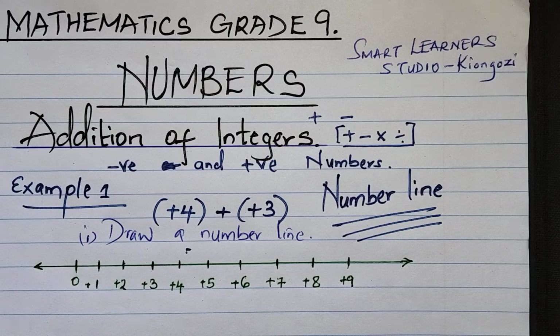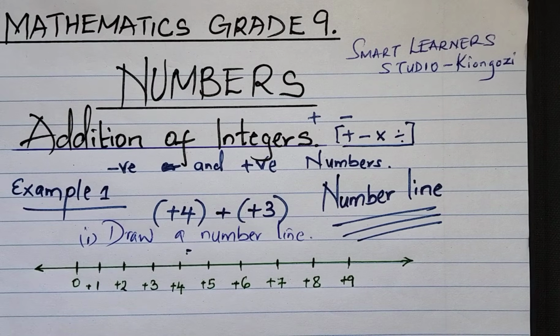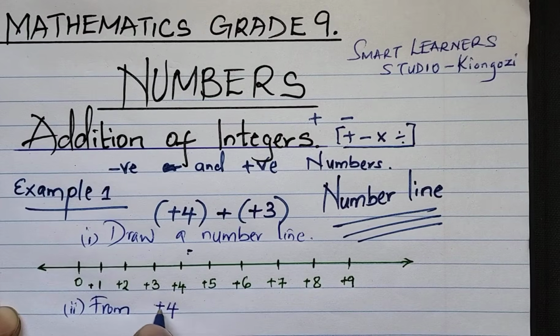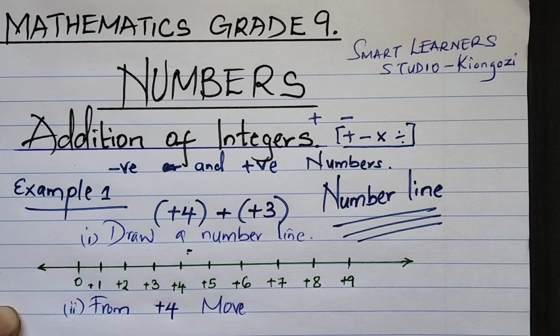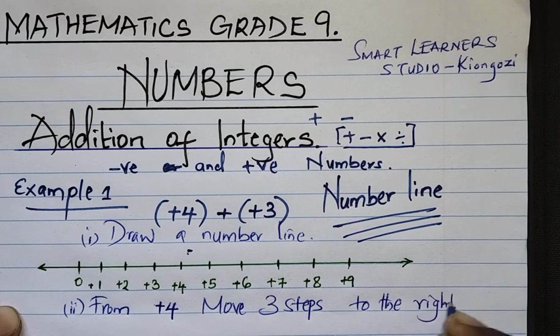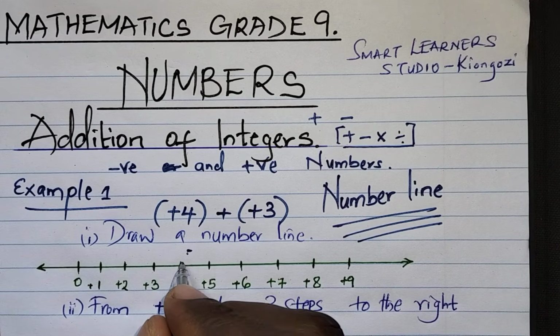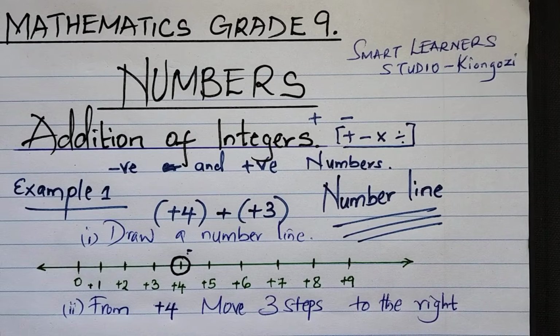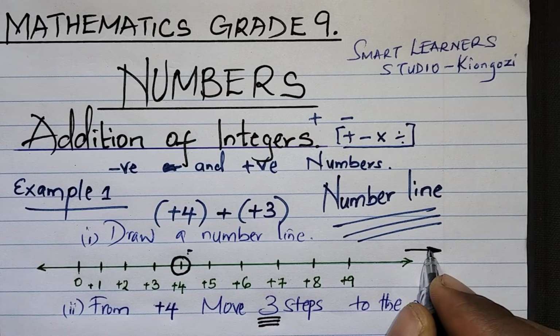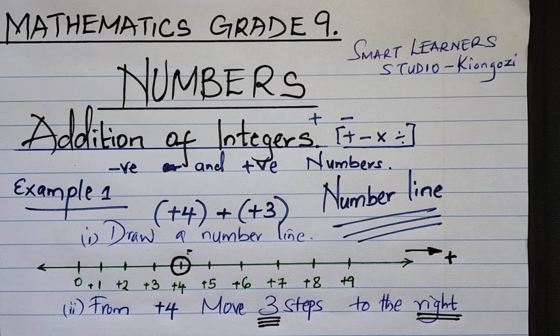After making a number line, step 2, you stand at positive 4 on the number line and move 3 steps to the right. I can circle that position of positive 4. Then I'll be required to move 3 steps towards the right. When you're moving towards the right on number lines, it is when it is a positive. But if it was a minus, as we shall reach when discussing subtraction, we move towards the negative, that is towards the left.